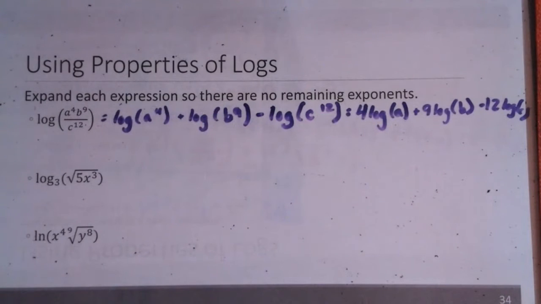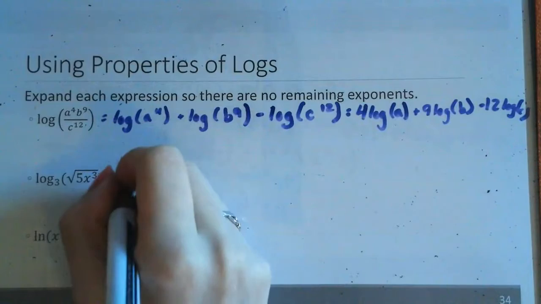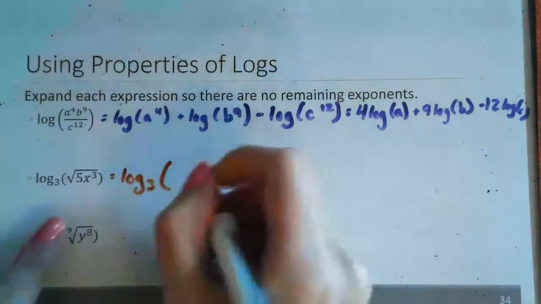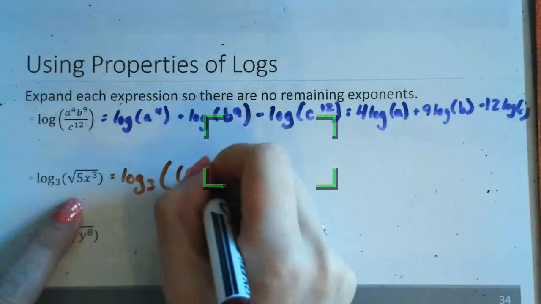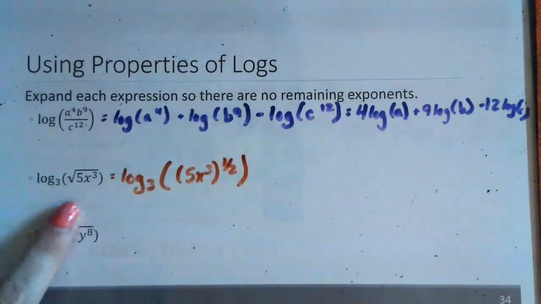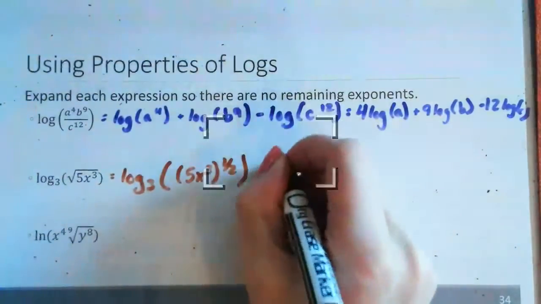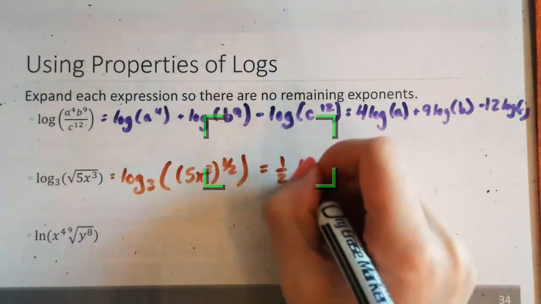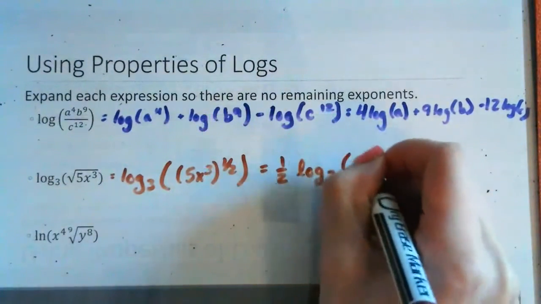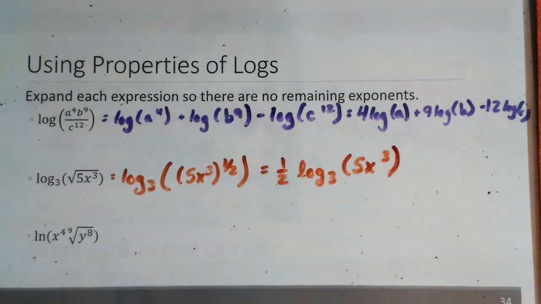Next up, we're looking at log base 3 of the square root of 5x cubed. Now I know this one looks a little bit funny, but you'll have to remember that square roots can be written as a power of 1/2. So we can rewrite this as log base 3 of, we are taking our 5x cubed and raising it to the 1/2 power. Then I can take this 1/2 power and put it out front. So we get 1/2 log base 3 of 5x cubed. Unfortunately, we can't take that exponent out front. We're just going to leave it like that.